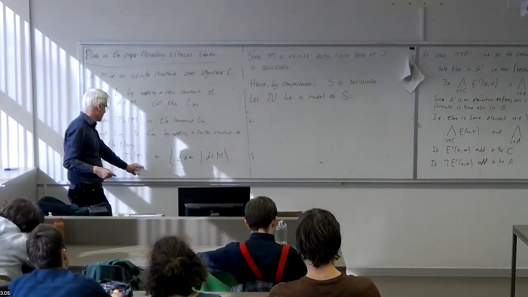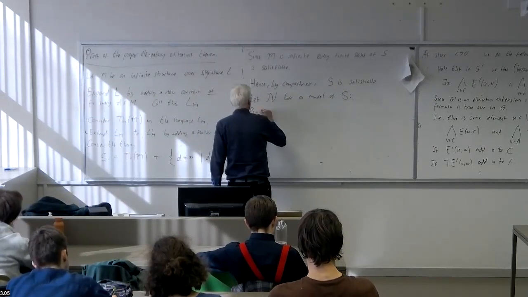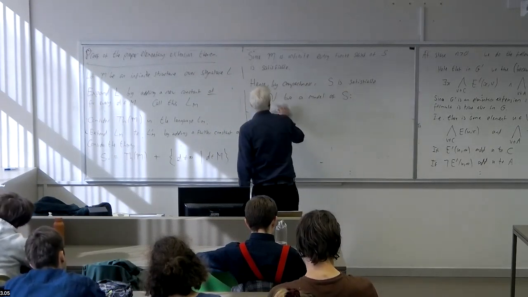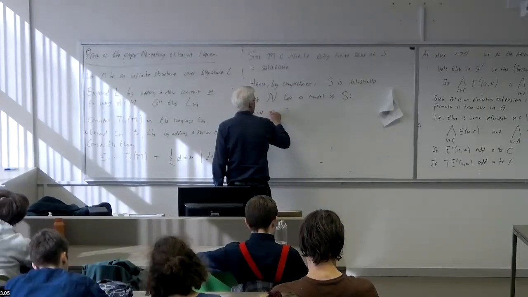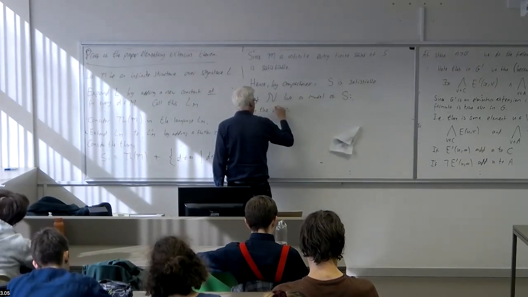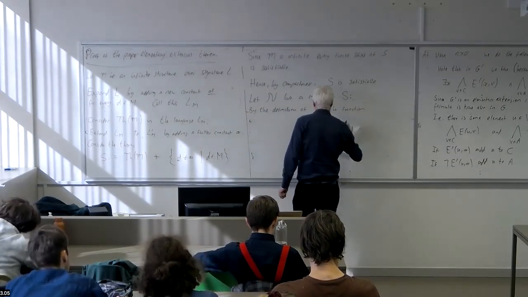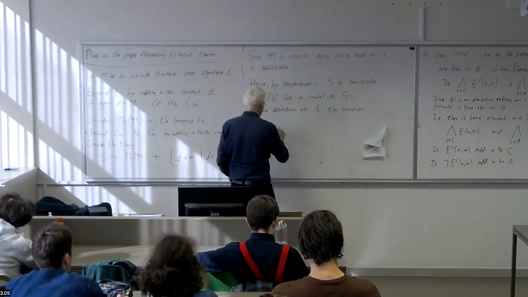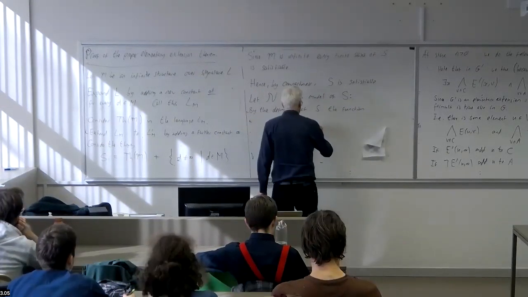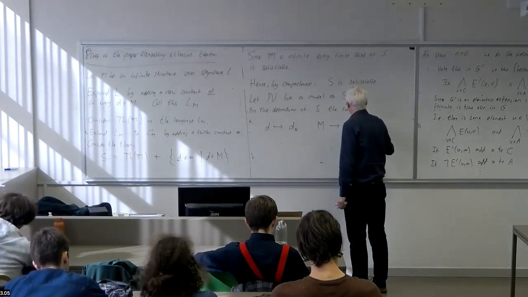So first, what we're going to do is construct a proper elementary embedding from M to N. By the definition of S, the function that takes any d in the structure M and maps it onto the interpretation of d in the structure N, going from the underlying set of the structure M to the underlying set of the structure N, is an elementary embedding.